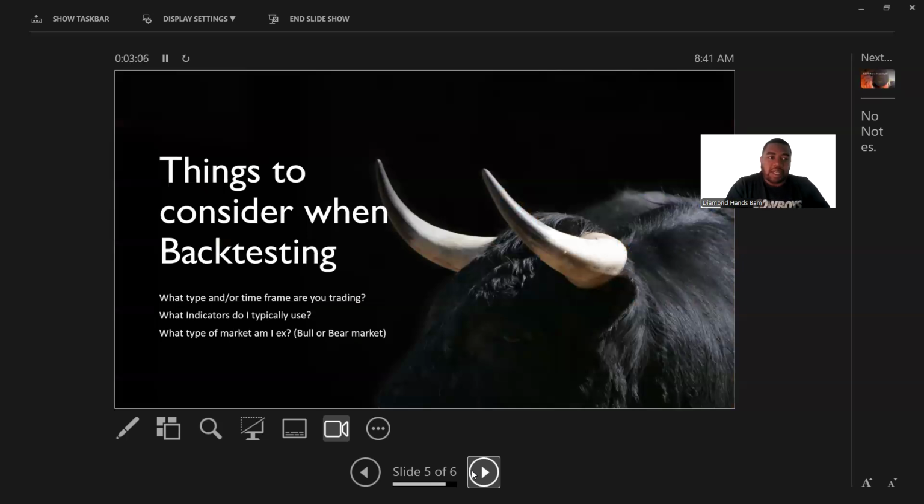All right, things to consider with backtesting. What type and or time frame are you trading? That's always something to consider. Are you scalping? Are you a consistent scalper? Are you a consistent day trader, or are you a consistent swing trader? Depending on your trading style, that is going to be the type of backtesting that you would like to conduct. It doesn't make sense to be a scalper and then do backtesting on a day trade or a swing trade chart.